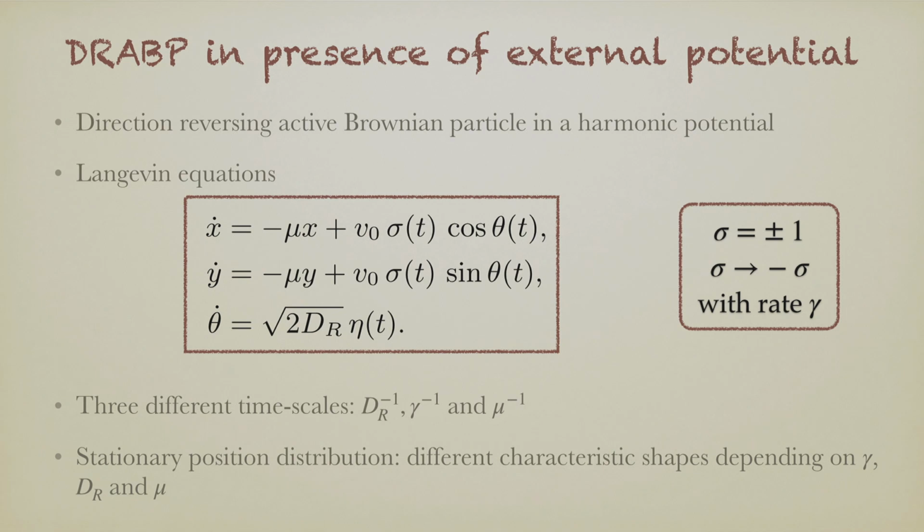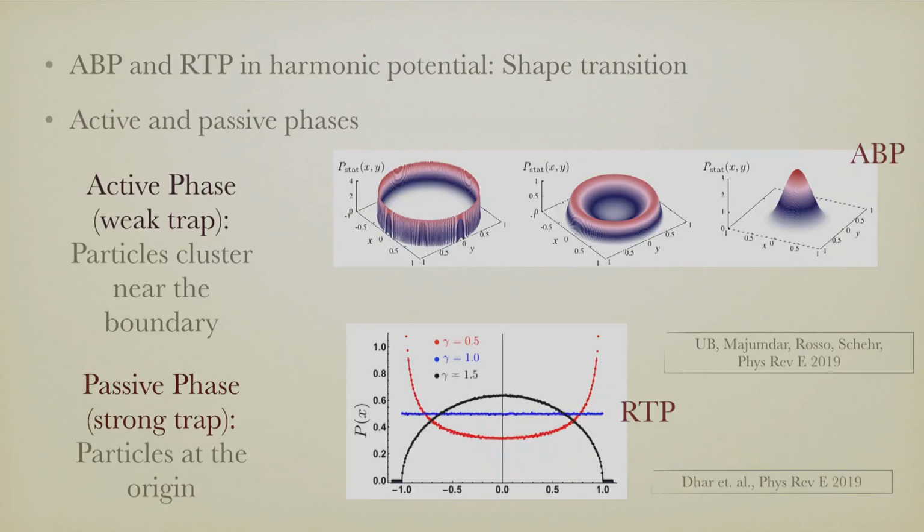We do the simplest case first, where we have a harmonic potential of strength mu, and now we have three different time scales: the inherent active time scales, dr inverse and gamma inverse, and the time scale coming from the potential, mu inverse. It turns out that the interplay of these three time scales gives rise to some new kind of behavior. But before going into that, let me quickly recap what happens when we have usual active Brownian particles or run-and-tumble particles in the presence of a harmonic trap.